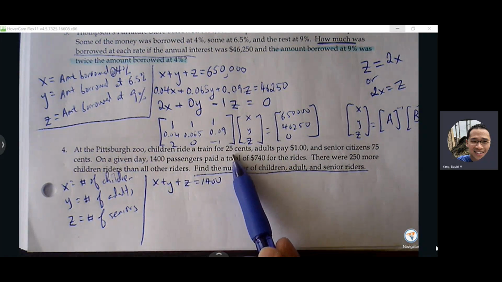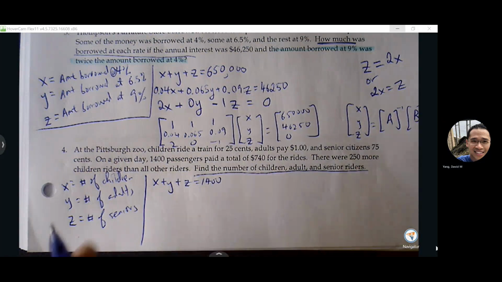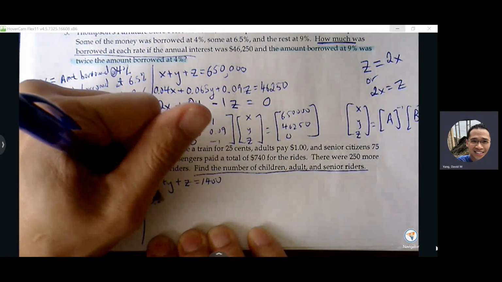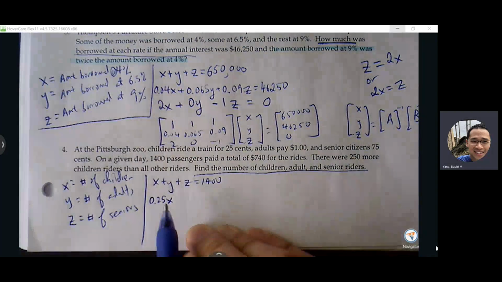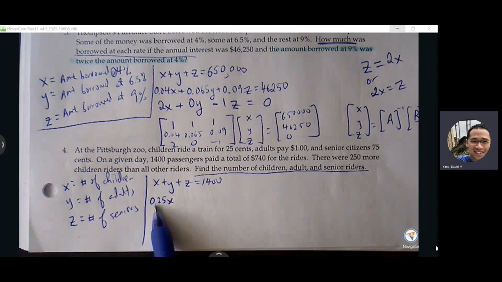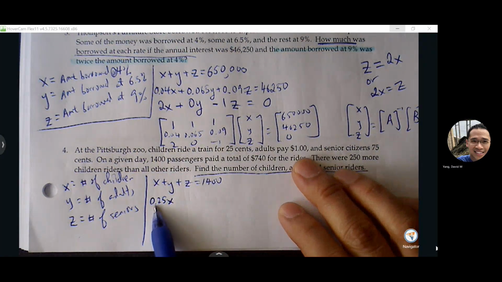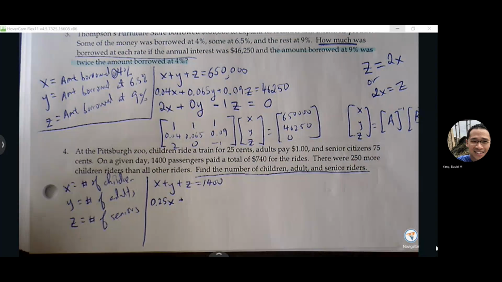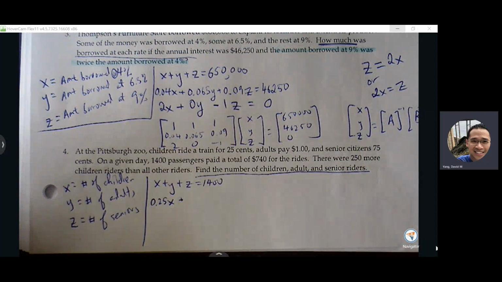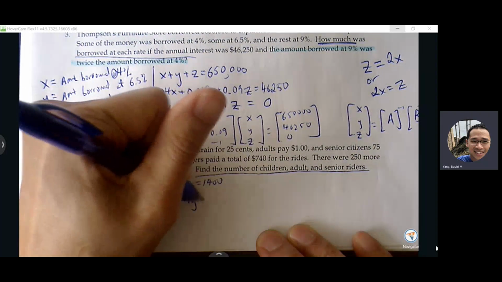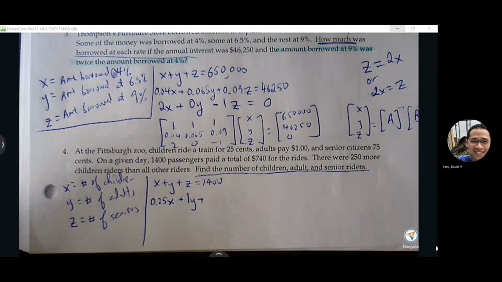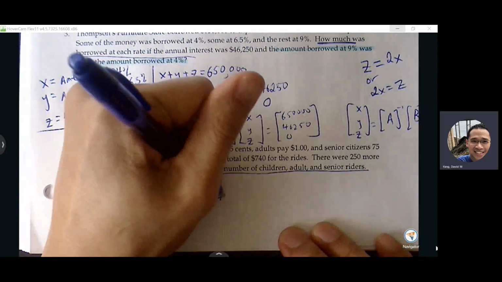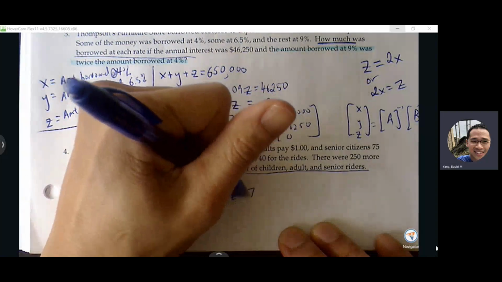We have to write it as a decimal, right? 25 cents is what? 0.25. So however many children there are, we're going to be charging them 25 cents per head plus what's next? Plus 1y, a dollar per adult, plus 0.75z, and that's going to be $740.